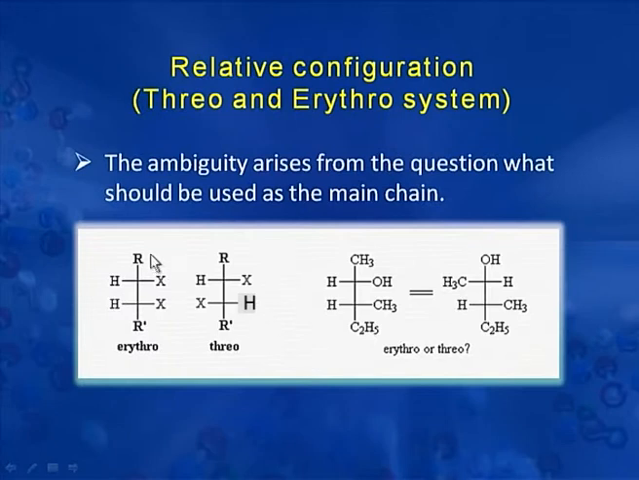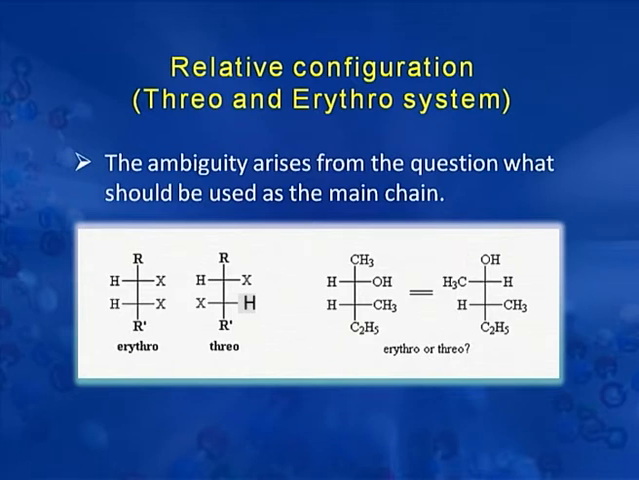Like in this compound, although R and R dash are different, at least two X are the same. So this isomer is called erythro, and this isomer is called threo. But what to compare in this? If we write it like this, we find that two hydrogens are on the same side. If we write it like this, we find that two hydrogens have become across each other, and two methyls are also across each other. So whether this isomer should be written as threo or erythro? So this method was also not very useful for many compounds.